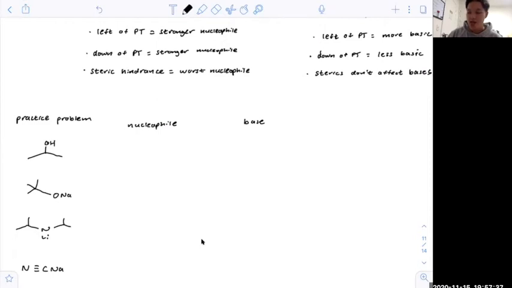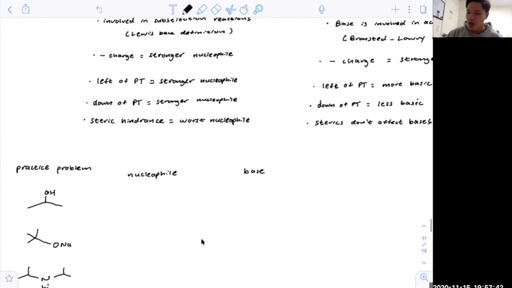We have the oxygen. So nucleophiles, like I said, negative charge is a strong nucleophile. There's no negative charge here. Left of the periodic table, this is sort of right. Down the periodic table, this is sort of down. But steric hindrance, there is a lot of steric hindrance here, as you can see with the methyl groups. So in terms of nucleophiles, this is a weak nucleophile, right?